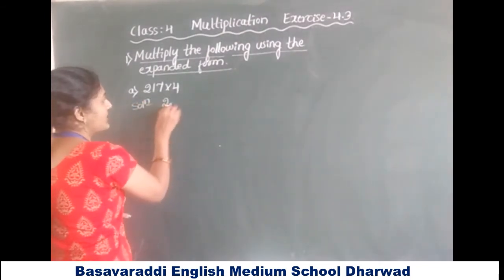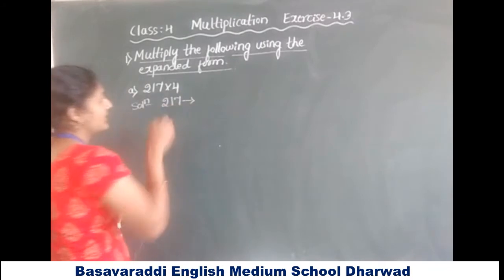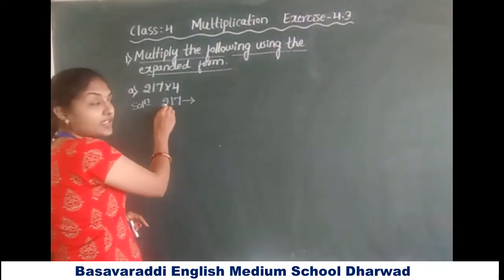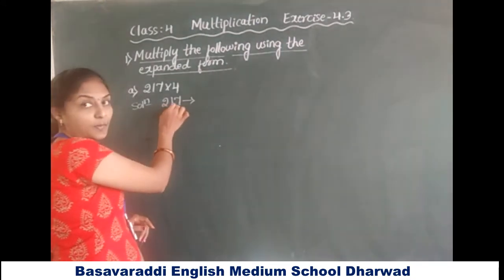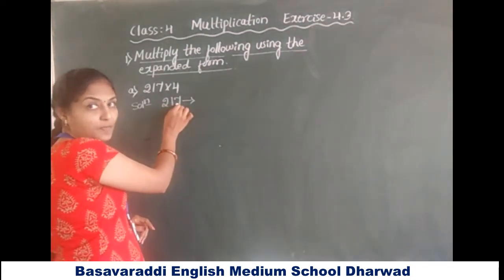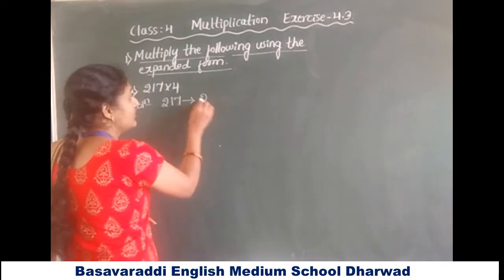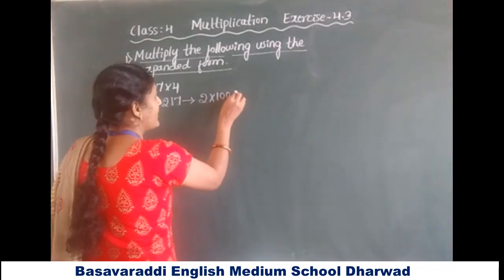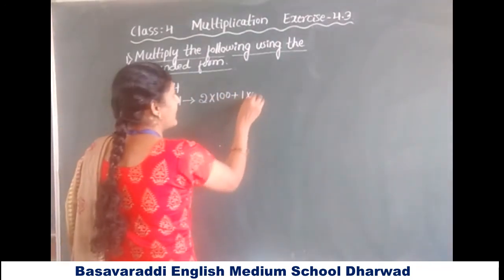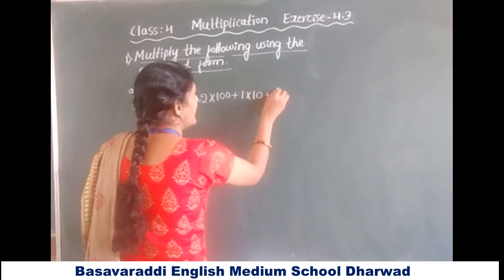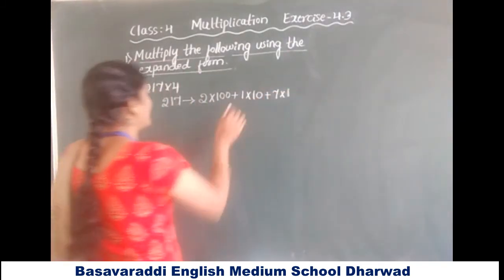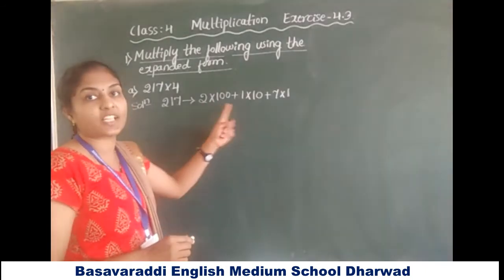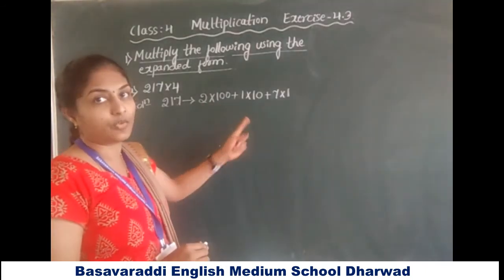For 217, write the place values there. The 2 is in the hundreds place, 1 is in the tens place, 7 is in the ones place. So 2 into 100 plus 1 into 10, then the 7 is in the ones place. Okay, I wrote 217 in the expanded form with respect to the place values.